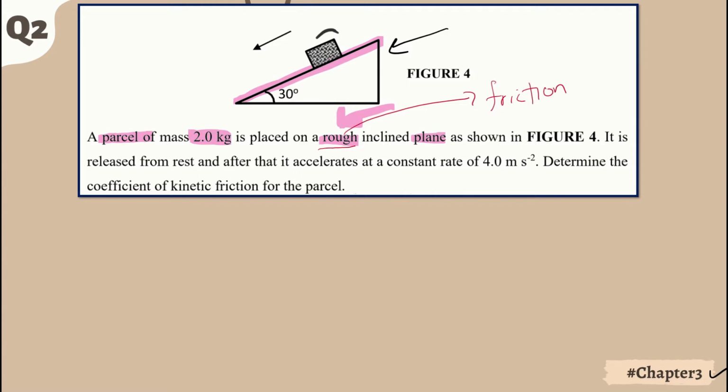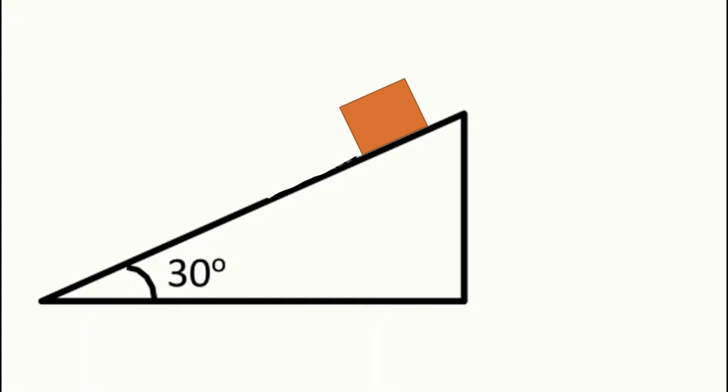Okay, it is released from rest and after that it accelerates at a constant rate of 4 meter per second squared. So this is basically our acceleration. Okay, we have mass, and the question is to determine the coefficient of kinetic friction for the parcel. Mu, we want to find mu. To solve this problem, first we have to imagine that the parcel is moving down the plane.